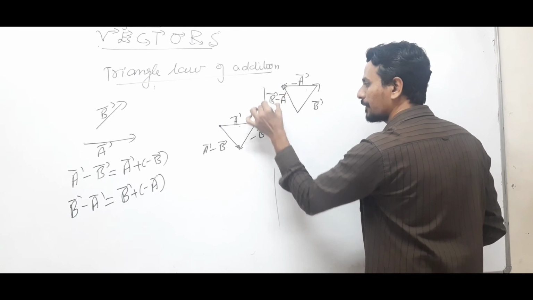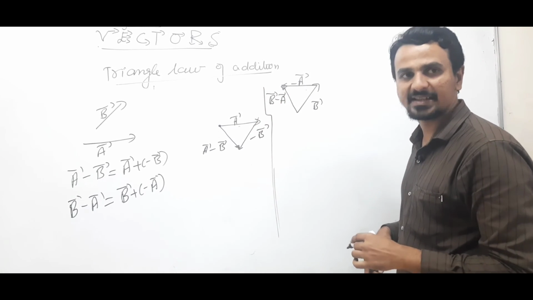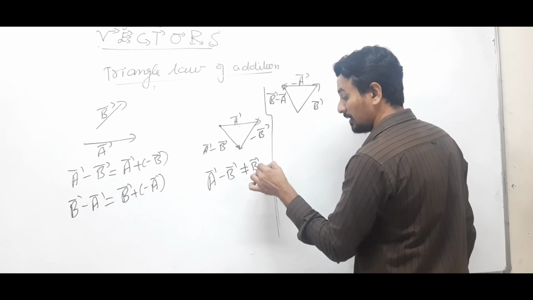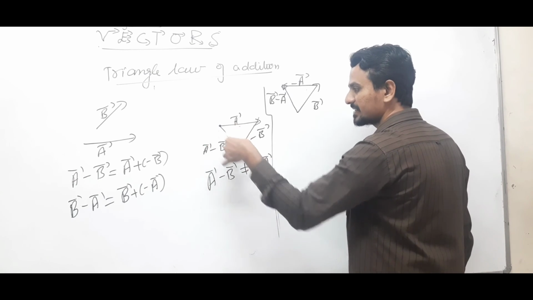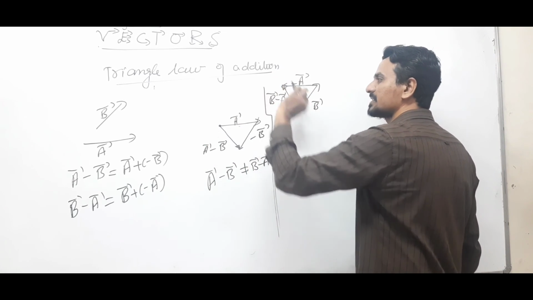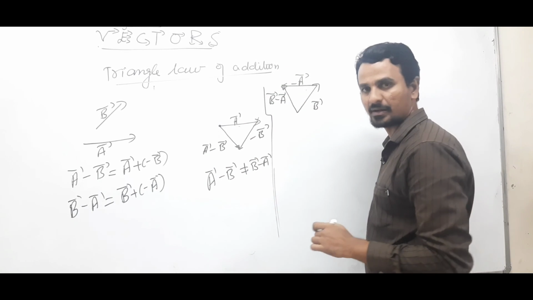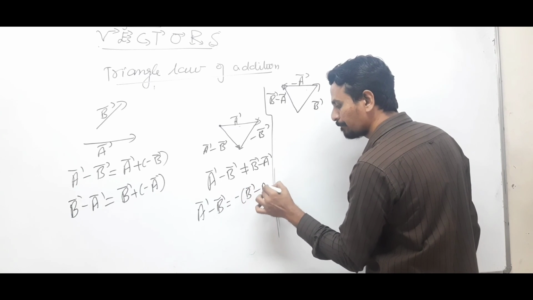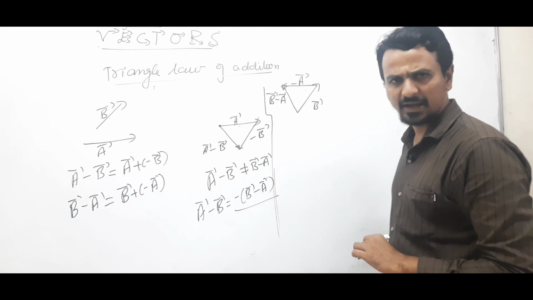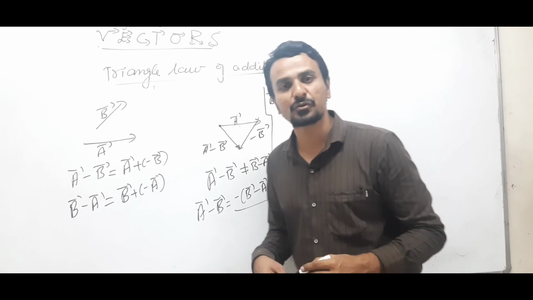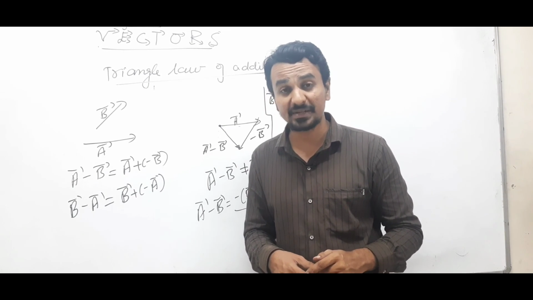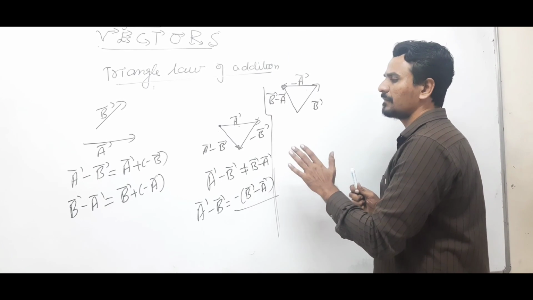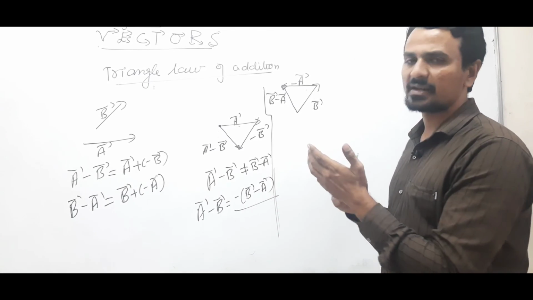Now from both the diagrams we can say that A minus B is not equal to B minus A. Why? A minus B is in this direction, B minus A is along this direction. They are opposite to each other. Of course, I can say A minus B is equal to minus (B minus A). Clear? So A plus B is equal to B plus A, but A minus B is not equal to B minus A. This is how addition and subtraction of two vectors are done.